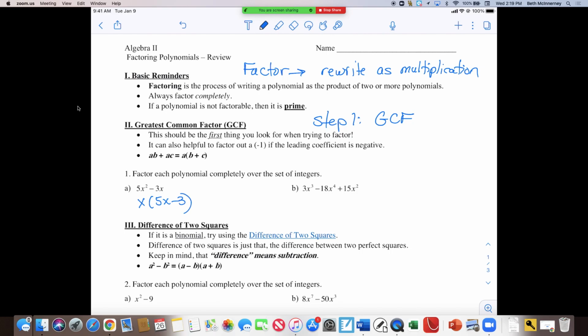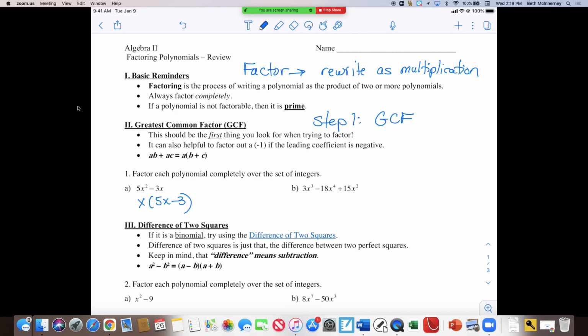I do not have to provide you an answer key to factoring, and the reason why is you can check them yourself. All I do is multiply it back out, and look, I did it right, okay? So I'm not going to give you an answer key for the factoring homework tonight.